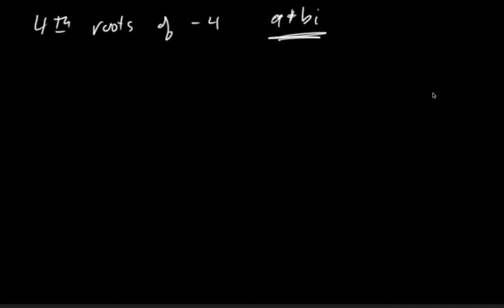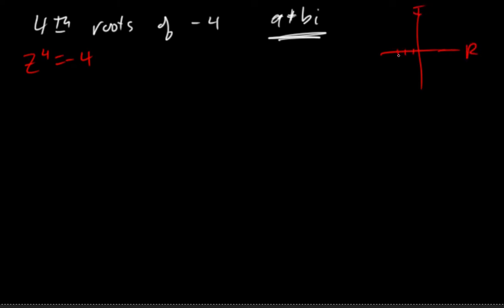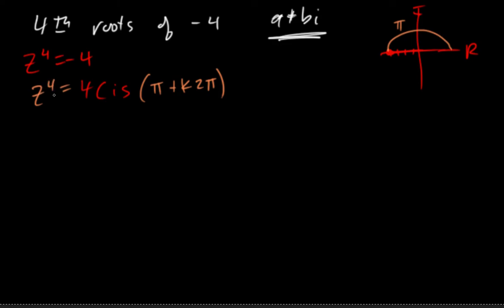Okay, on this one we need to find the fourth roots of -4, and we're going to write them in a + bi form. So we write this as z to the fourth equals -4. We put that in an Argand diagram. We see that the magnitude is 4, and so we can do cis, and this rotation is pi, as well as circling around some more, so we can say pi plus k 2 pi, where k is an integer.